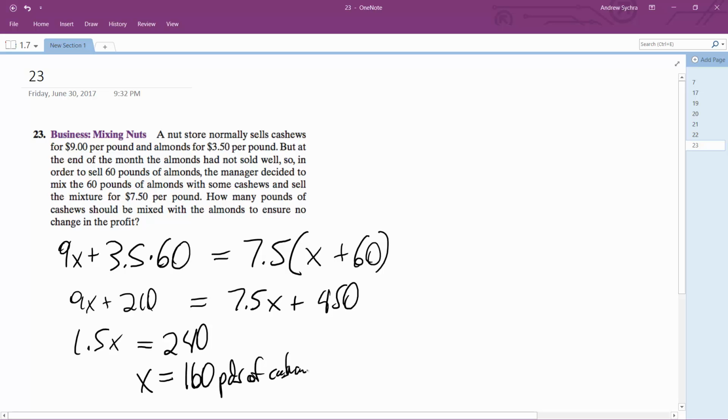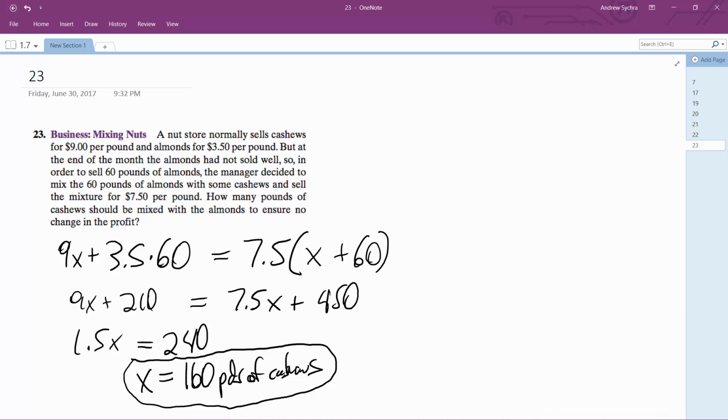So the store owner was doing this because the almonds weren't selling well, so he mixed them with the cashews so he could sell them, as normal profit, and everyone's happy. As long as they're not allergic to almonds, I guess. All right, that's the solution. He needs to mix 160 pounds of cashews for the 60 pounds of almonds he has to get the mix to equal $7.50 per pound with no loss in profit.